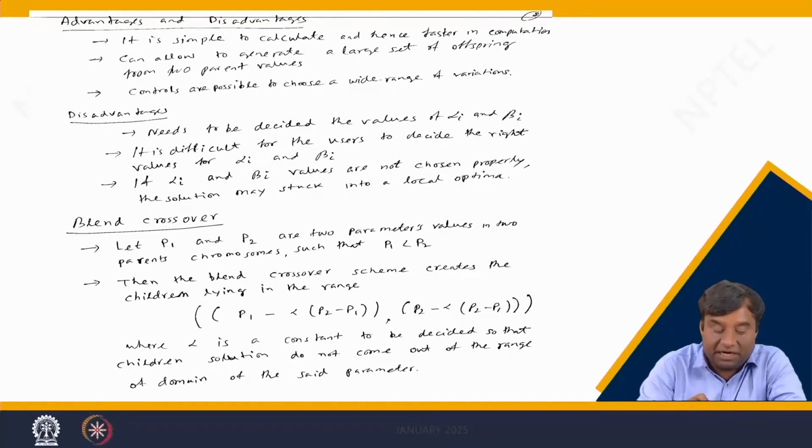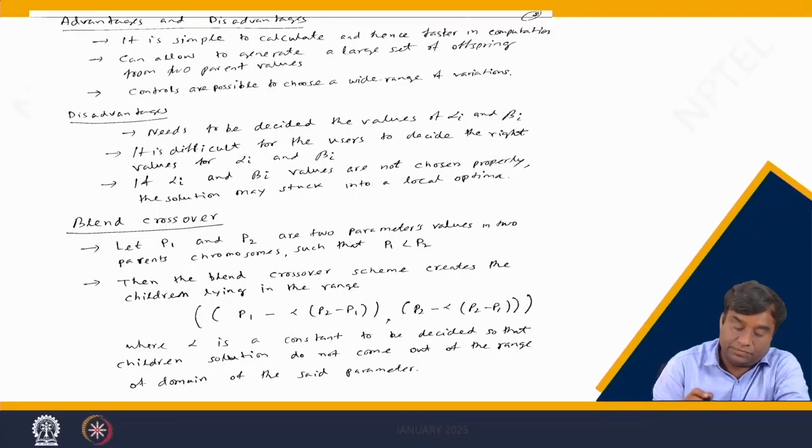So advantage and disadvantage: it is simple to calculate and hence faster in computations, and it can generate a large set of offspring from two parents if you only need to change alpha and beta. Control is possible to choose a wide range of variations. Disadvantage: the values of alpha and beta need to be decided. It is difficult for users to decide the right values for alpha and beta. If alpha and beta values are not chosen properly, the solution may get stuck in a local optimum.